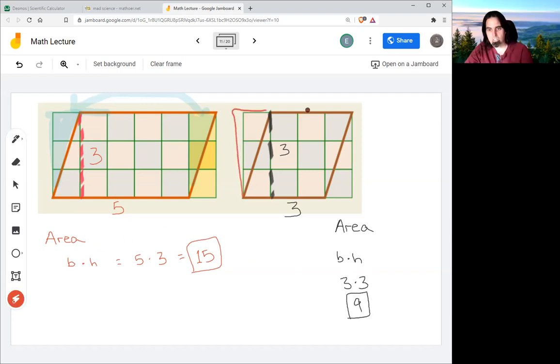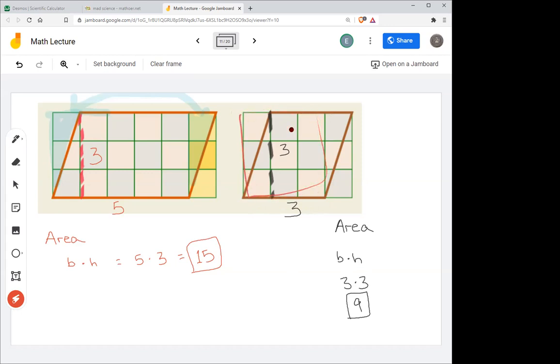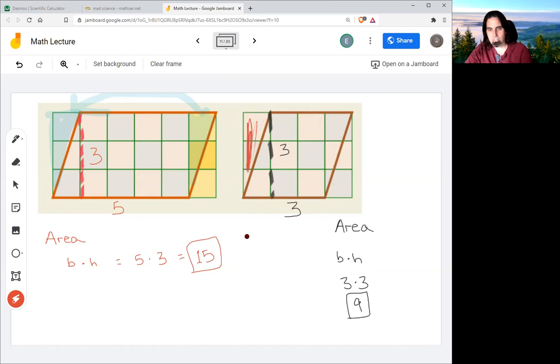And can you see how that's just these 9 squares here? Yeah. Take this one here, cut it off with the scissors and stick it over there.